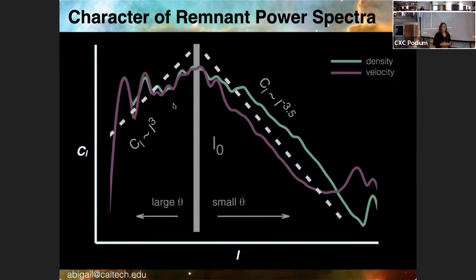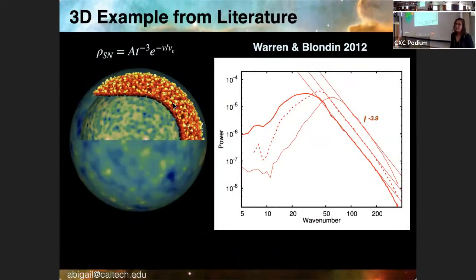But can we break this down into physics? Before I do that, I'll say our simulations are 2D, but it's consistent with the one 3D example I've managed to find in the literature. This is a 3D exponential supernova running into CSM, and they also get a very similar Rayleigh-Taylor saturation rate of L to the minus 3.9. So that's also steeper than Kolmogorov. Something fun about how Rayleigh-Taylor saturates to smaller scale modes is happening there.